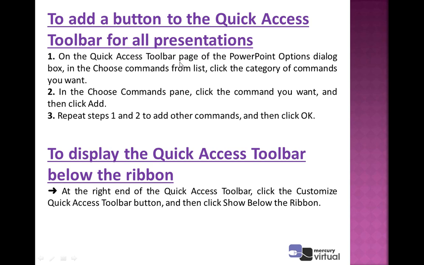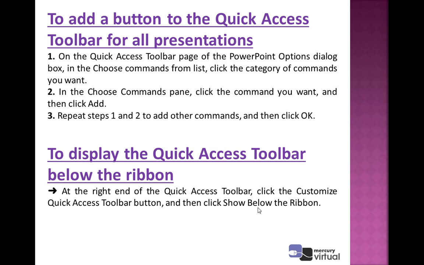Simply go to the Quick Access Toolbar, PowerPoint dialog box, choose the command from the list, and then click the category of the command that you want. Then, how to display the Quick Access Toolbar below the ribbon? Simply click on the right end of the Quick Access Toolbar, click the Customize Quick Access Toolbar button, and then click Show Below the Ribbon.